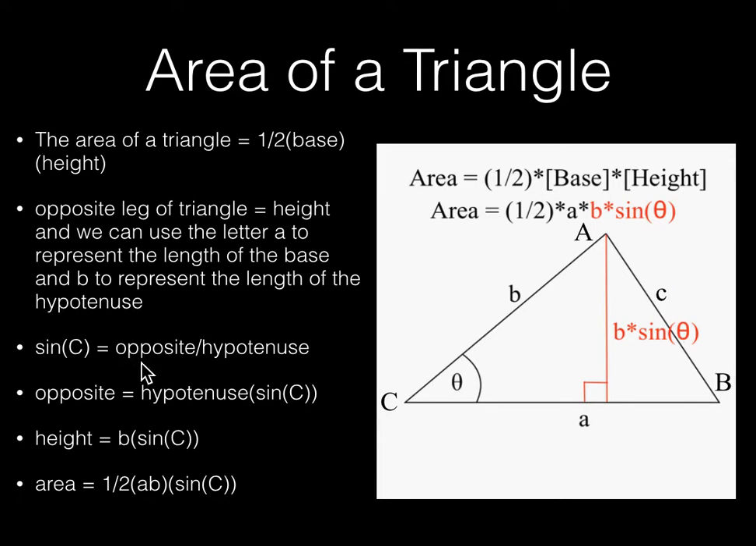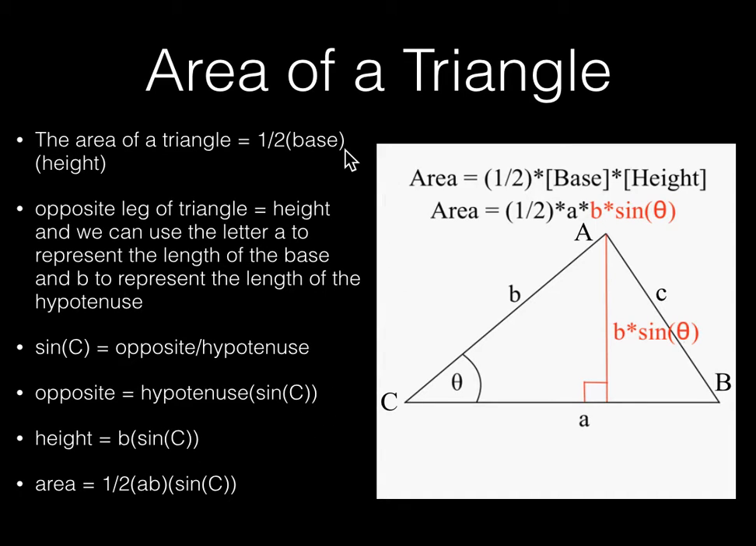And anyways, here we know that sine of C, this angle here, is equal to the opposite over the hypotenuse. So the opposite here is height. And so we multiply both sides by the hypotenuse to get opposite is equal to hypotenuse times sine C. So basically we know that the opposite side of the right triangle is equal to the height of the acute triangle, and that the hypotenuse of the right triangle is equal to side B of the acute triangle. We sub those into this equation and we get that height is equal to B sine C.